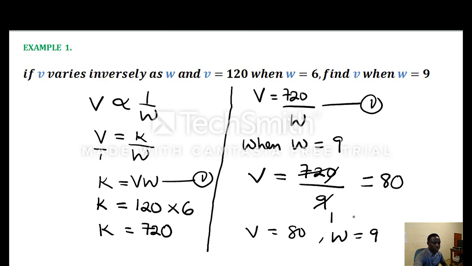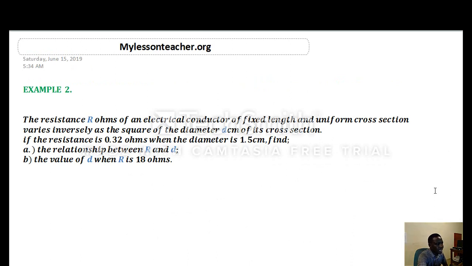Let's take more examples. Example 2 says the resistance R ohms of an electric conductor of fixed length and uniform cross-section varies inversely as the square of the diameter d centimeters of its cross-section. If the resistance is 0.32 ohms when the diameter is 1.5 centimeters, we should find A, the relationship between R and d, B, the value of d when R is 18 ohms. So I'll first of all find the relationship between R and d before I can find the value of d when R is given.